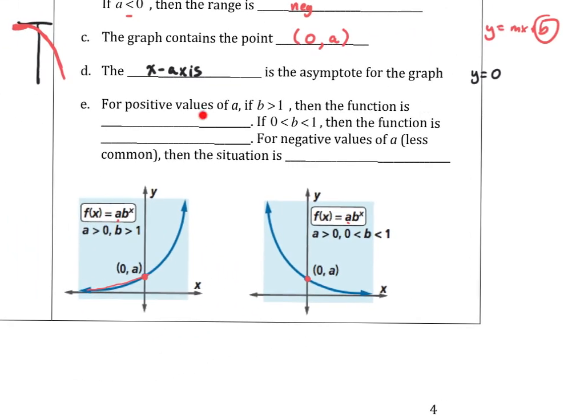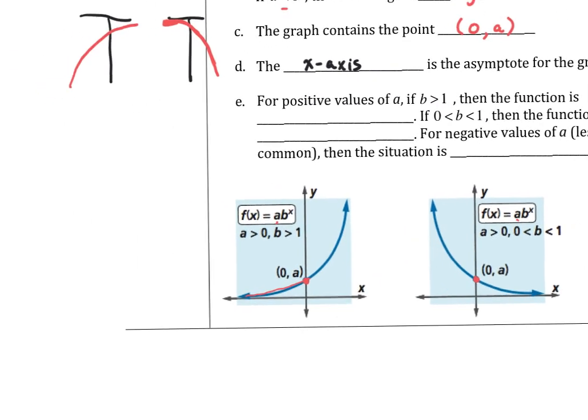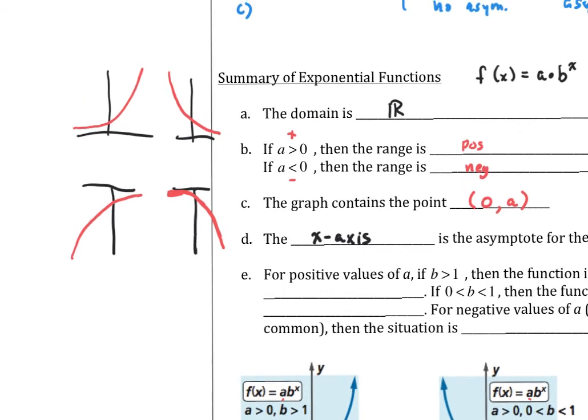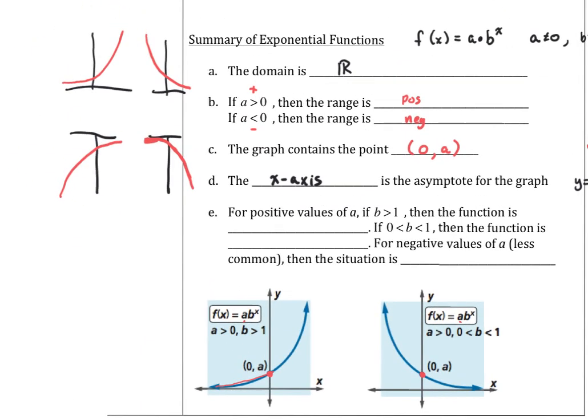For positive values of a, we have positive values up here, like this. And then if b is greater than 1, then this happens right here. That means it is going to grow. So the function is increasing.